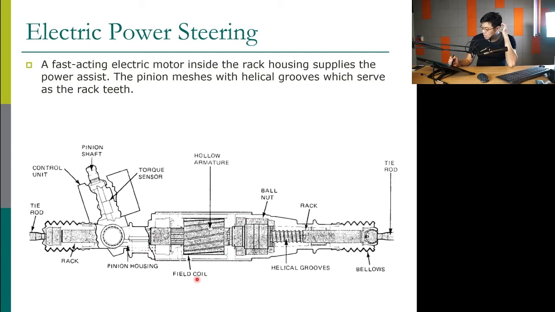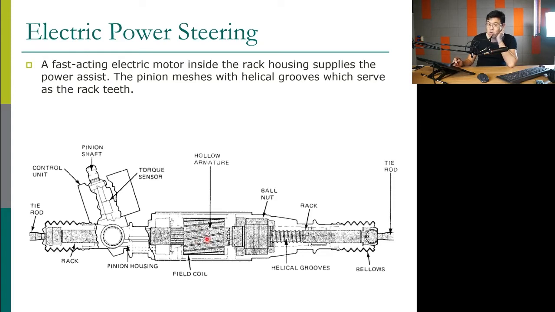This is the armature and field coil, the main components of the motor. We put a motor in there that drives the rack like that. We control this motor electrically, using the ECU. So when the driver turns left and right, we can control this.